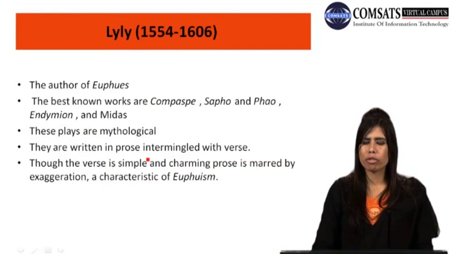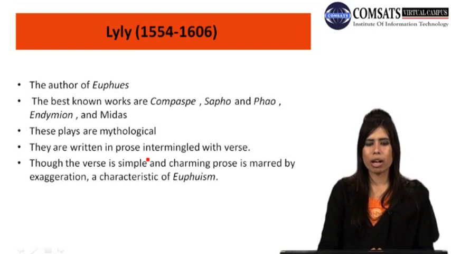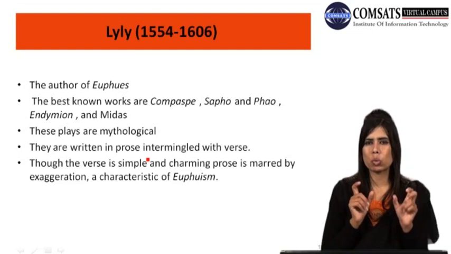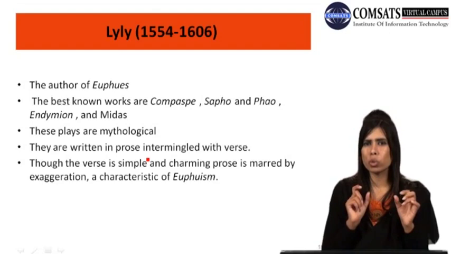1554 to 1606. Okay, he was the author of Euphues. As I told you, euphemism, the term euphuism previously, the author of Euphues. Okay, his best known works are Campaspe, Sappho and Phao, Endymion, and Midas. So these are the best works which were written by Lyly. These plays are mythological. They are based upon a particular kind of myth, and usually that was Greek myth. Okay, they are written in prose intermingled with verse.